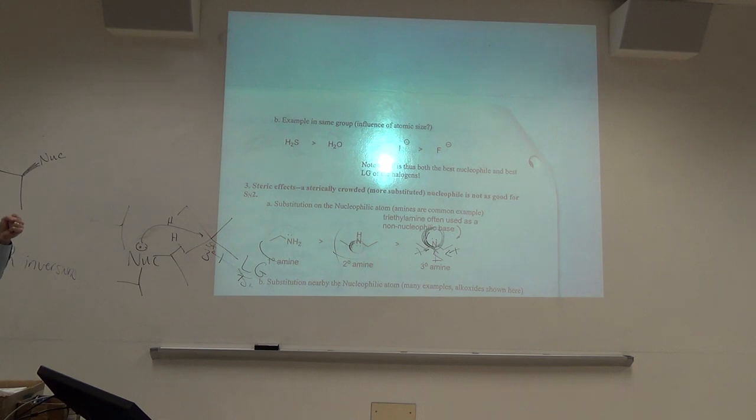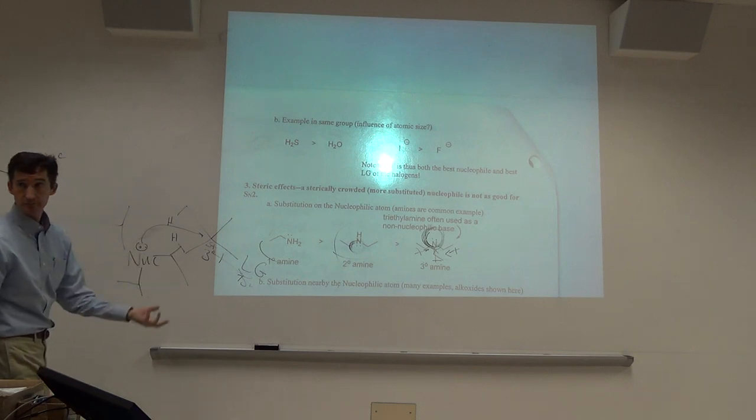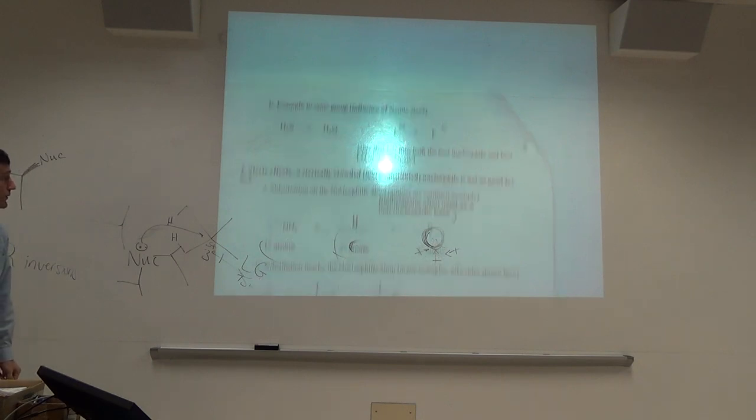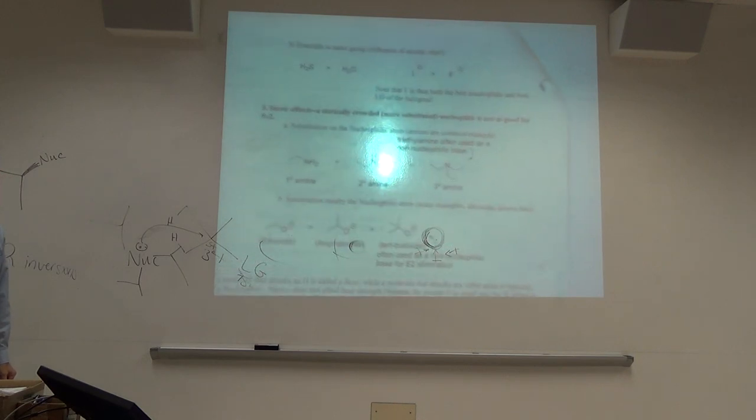So we have 2 arguments, counter-arguments. You need to be able to make them both and understand both. But then how do you get your final answer? You have to base it on results in the lab. What's the evidence? Questions about that? In the end, sterics hurt SN2.